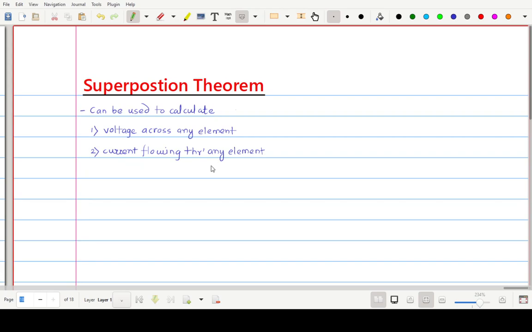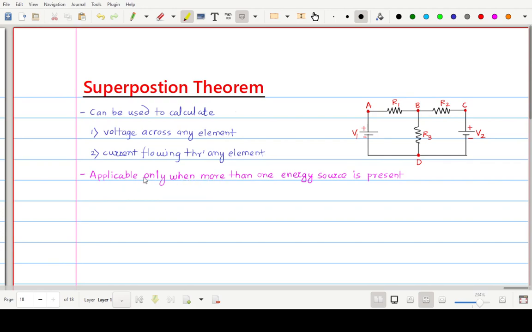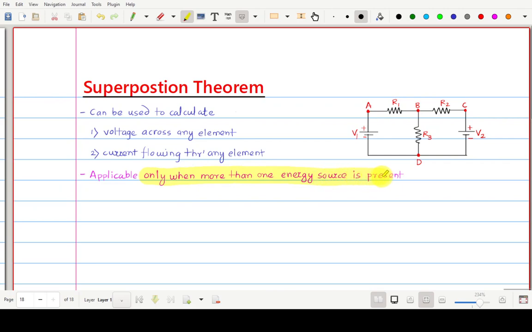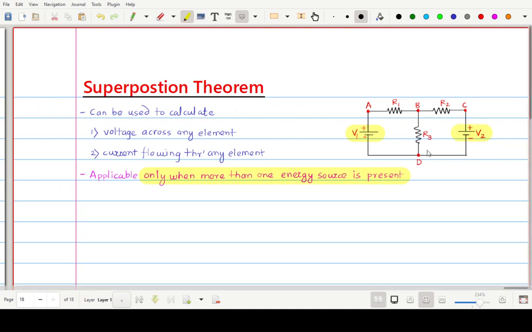But there is one necessary condition to apply this theorem. So friends, the condition is this theorem is applicable only when more than one energy source is present in your network. Okay, so let us consider this circuit. So here we are having two energy sources, voltage V1 and V2. So this theorem is applicable only when your circuit consists of minimum two energy sources, two or more than two. It can be a voltage source or it can be a current source.